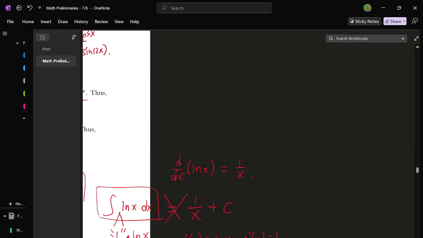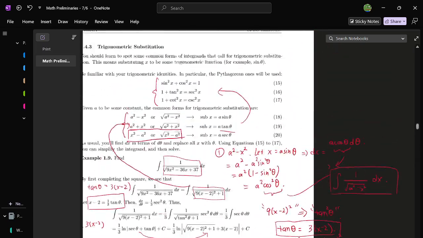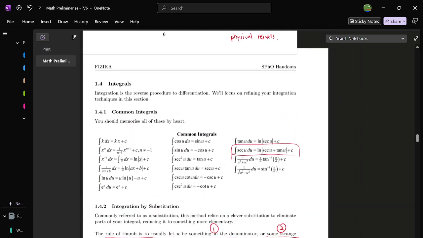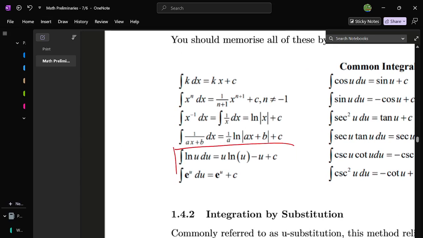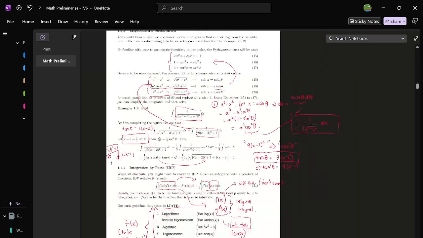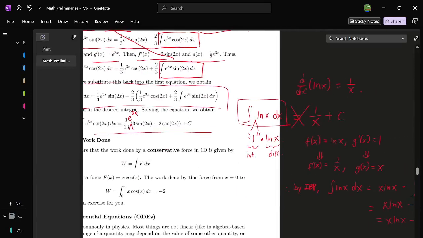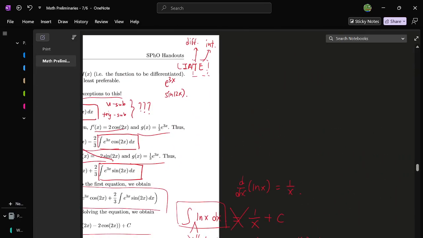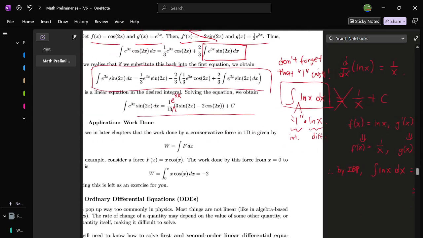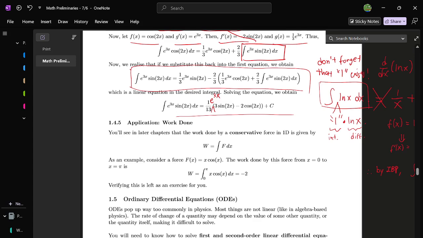And this is very well consistent with the common integral here. Yep, so that shows you how this comes about. This actually comes about using integration by parts. So yeah, don't forget the existence of the one. Okay, so that's integration by parts.